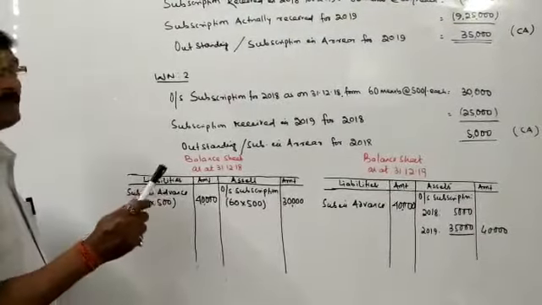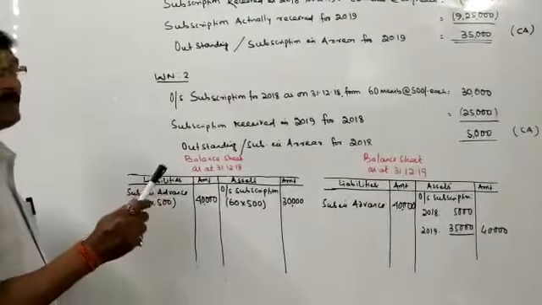You don't need to write all this; we have written it first just to explain to you. 60 members have not paid the subscription for 2018. So 60 into 500, 30,000 rupees is receivable. 30,000 rupees was receivable in 2018, which has not been received. Last year we had not received it, so it was an asset, right?